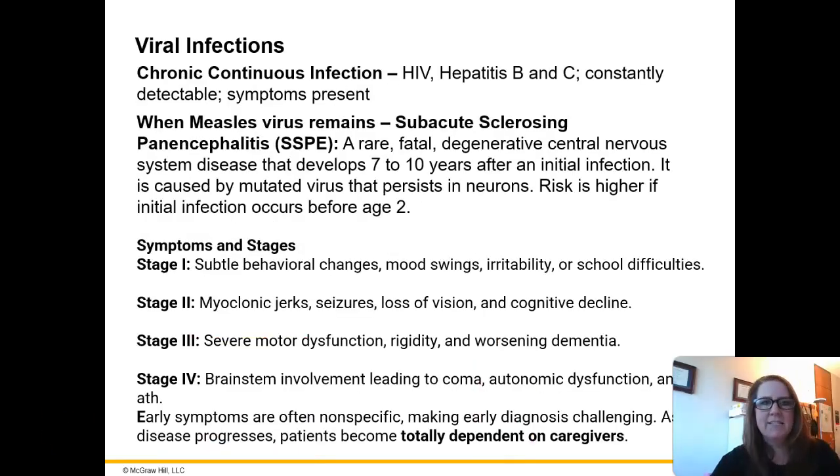Okay, measles is on the rise, and let's talk about measles a little bit. When measles is contracted before the age of 2, really the critical time is by the age of 15 months, it turns out that this virus can remain for years. 7 to 10 years after the initial infection, it can essentially be residing in the neurons of the body and can become reactivated, turning into what we call subacute sclerosing panencephalitis. So you can see the stages here, really a terrible condition.